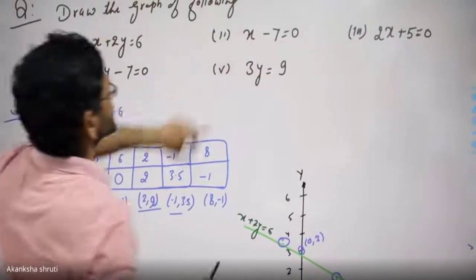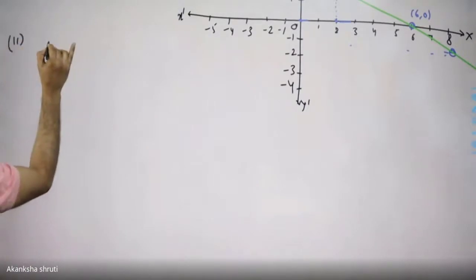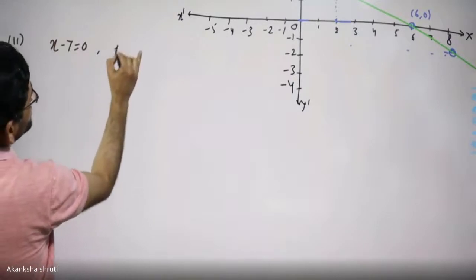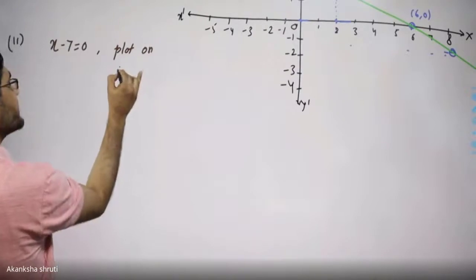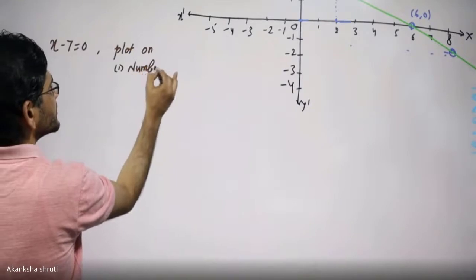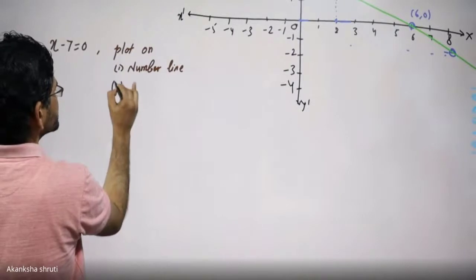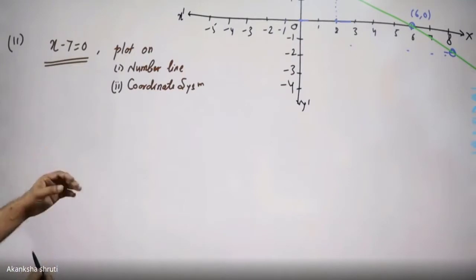Let us come to the second question. X minus 7 is equal to 0. The second question is very important. We are given x minus 7 is equal to 0. This we have to plot on two things. The first one is called the number line. The second one is called the coordinate system. Students, this equation we have to put on the number line and second time on the coordinate system.